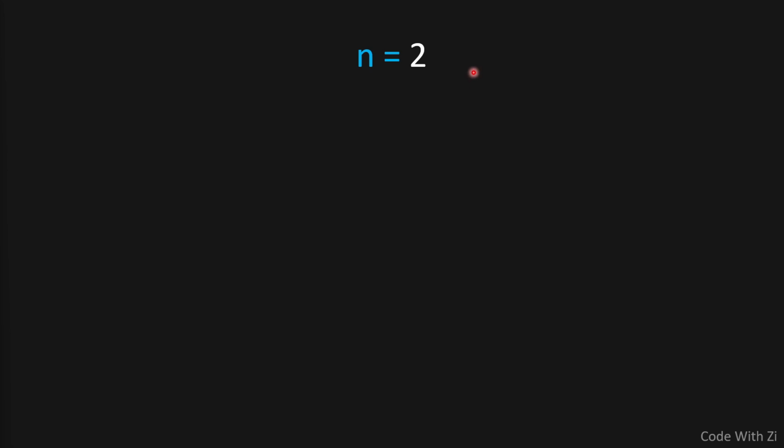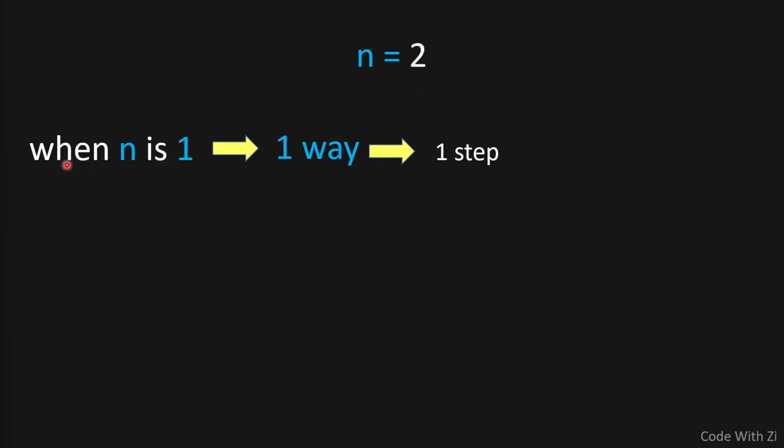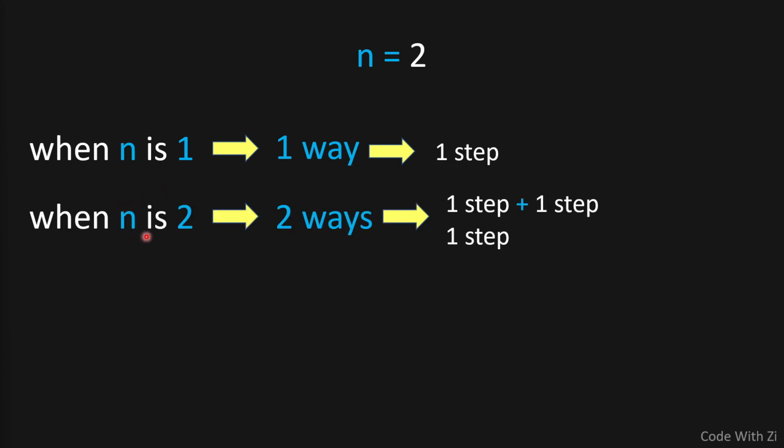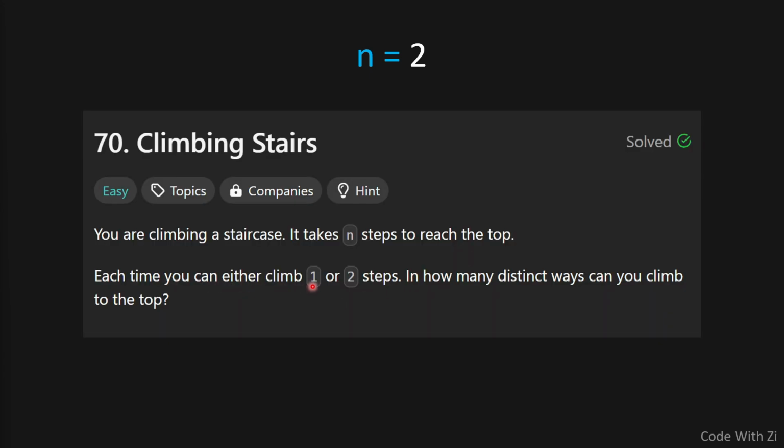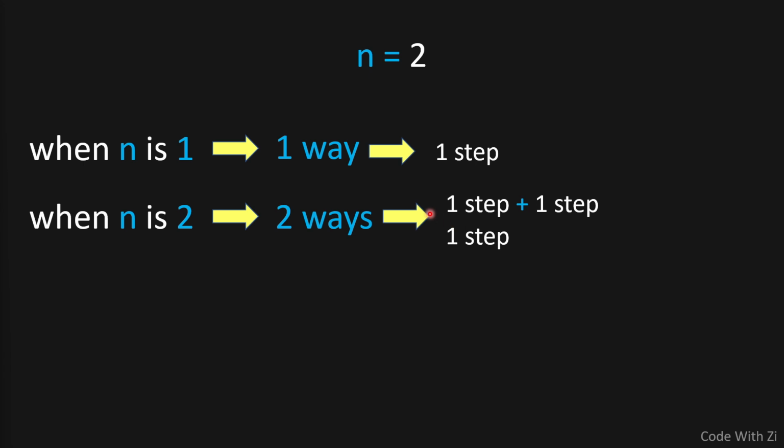Well, let's see. We just saw that this n here is representing the number of steps that we need to take. So for example, when n is 1, there's only one way. Why? Well, because there's only 1 step and we're just going to take 1 step and reach the top. When n is 2, there are 2 ways. Why? Well, because we can either take 1 step and then another step, or we could just take a single step that consists of 2 steps, because as we saw in the slides, you can either climb 1 or 2 steps at a time. And that's why we have 2 ways here.